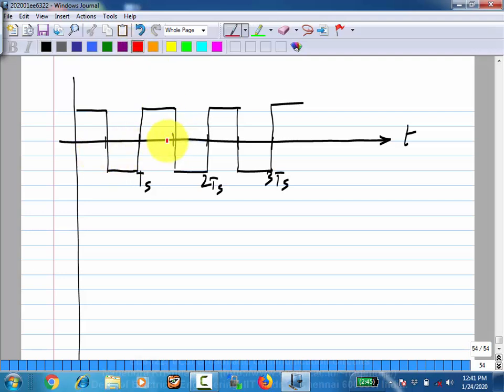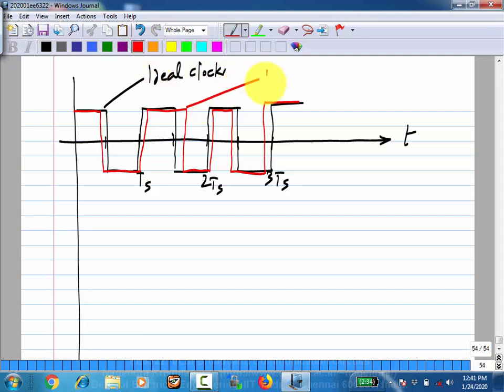And what is a jittery clock? Let me, for argument's sake, assume that the first edge comes at the right position, and after that there could be movements. Maybe this one will come earlier, the next one will come later, the next one even later, and this is a little later, and this is earlier, and so on. It can be in any which way. Now, the black one is the ideal clock, the red one is the jittery clock. Okay.